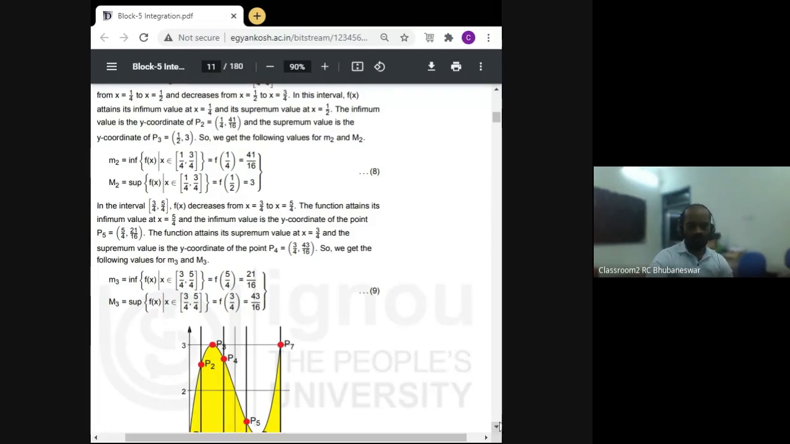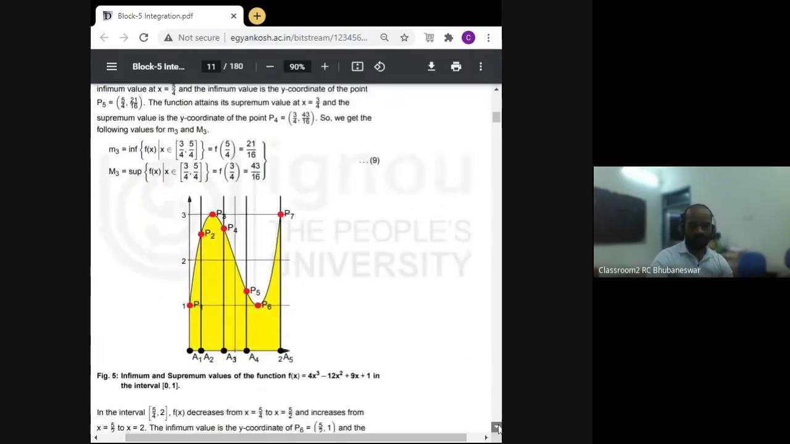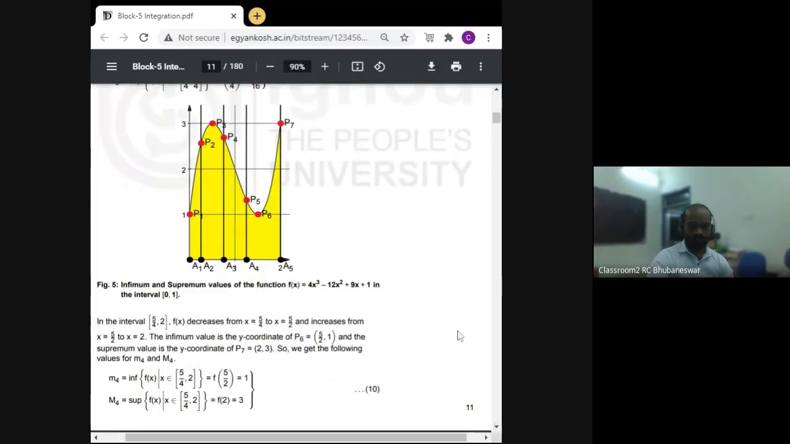So let us focus on the picture to discuss the particular calculation of the lower sum and upper sum of the function on a certain interval. Let us look at the given figure. In figure number 5, we have listed the infimum and supremum values of the function in the interval between 0 to 1, and also we can represent 0 to 2. It will be 0 to 2.